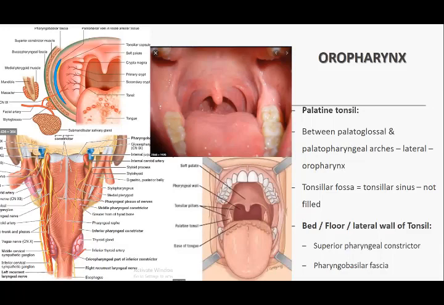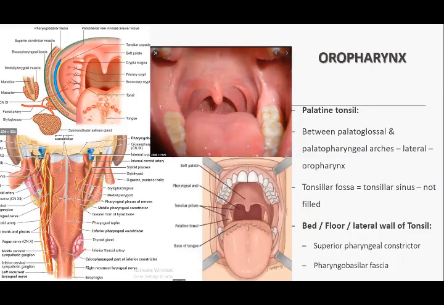And remember one thing, the palatine tonsil does not completely fill the tonsillar fossa. In fact, there is some connective tissue, areolar tissue, between the palatine tonsil and the lateral wall of the tonsil. Now, how is this lateral wall of the tonsil formed? It is also called the floor of the tonsil, or the bed of the tonsil. This is the lateral wall of the tonsil.